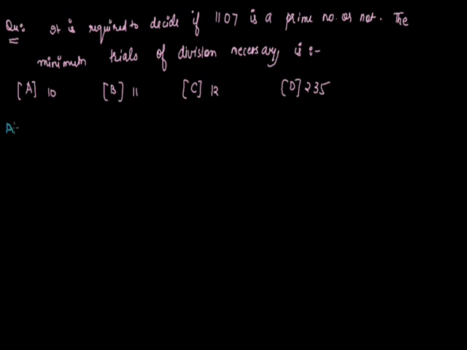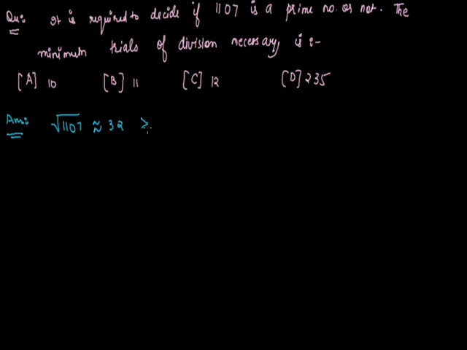Now how will we solve this question? First of all, we'll find the approximate square root of 1107, and it comes out approximately equal to root of 32. So we'll write all the prime numbers which are less than 32, that is 2, 3, 5, 7, 11, 13, 17, 19, 23, 29 and 31. For checking whether 1107 is a prime or not, we have to divide 1107 by all these primes. So the minimum number of divisions required is 1, 2, 3, 4, 5, 6, 7, 8, 9, 10 and 11. So the minimum number of divisions required is 11.